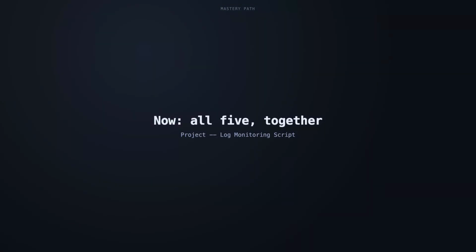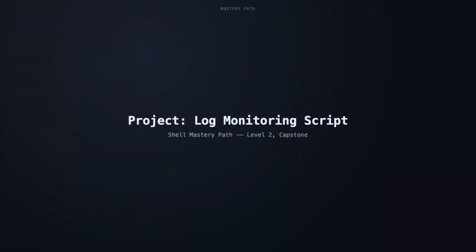Five modules, five separate skills. Now let's watch them combine into one script you'd actually deploy. Here's the capstone: log_monitor.sh scans a log file for warning, error, and critical lines, counts them by severity, reports the most frequent message, and exits with a non-zero status when anything critical shows up.